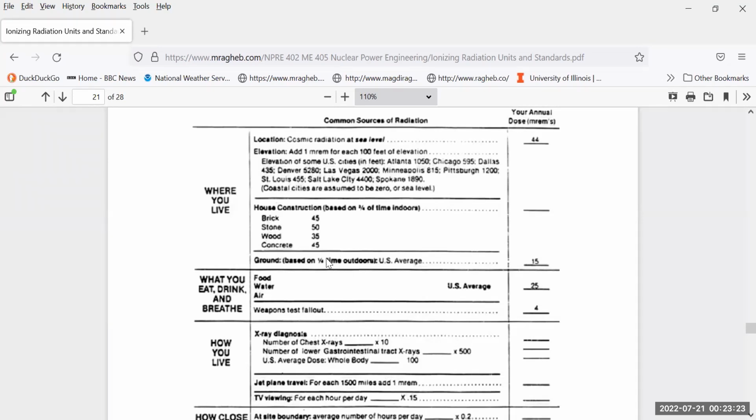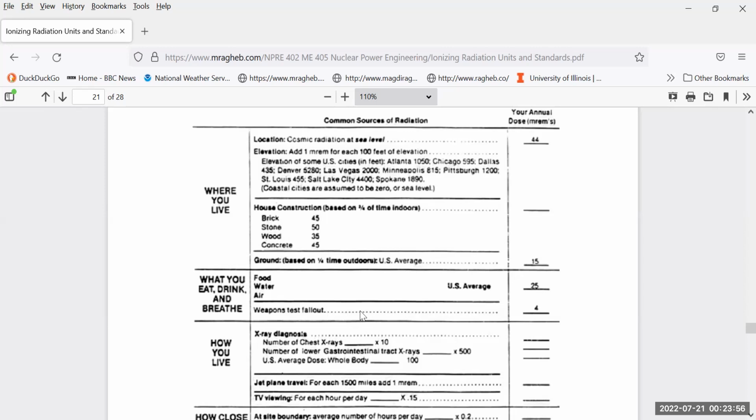So you also get not just from the construction material, you get a dose from the ground. The ground, if you just walk outside in your garden, you'll find that you are getting 15 millirem per person per year, depending on the time that you spend outdoors. What you eat, drink, and breathe from food, water, and air, on the average, each one of us gets 25 millirem per person per year in the United States.